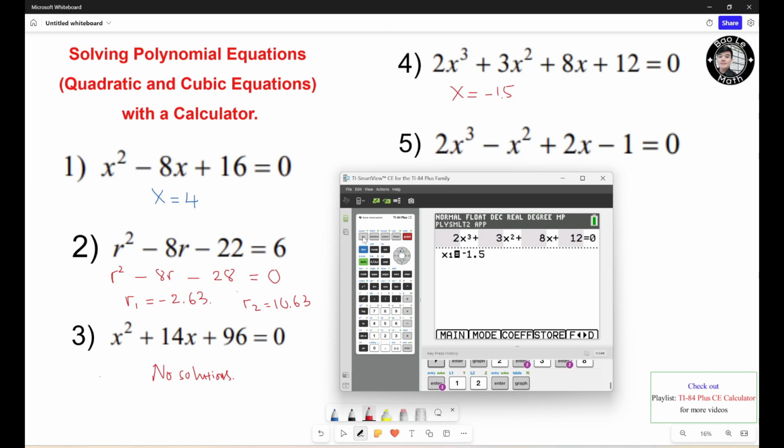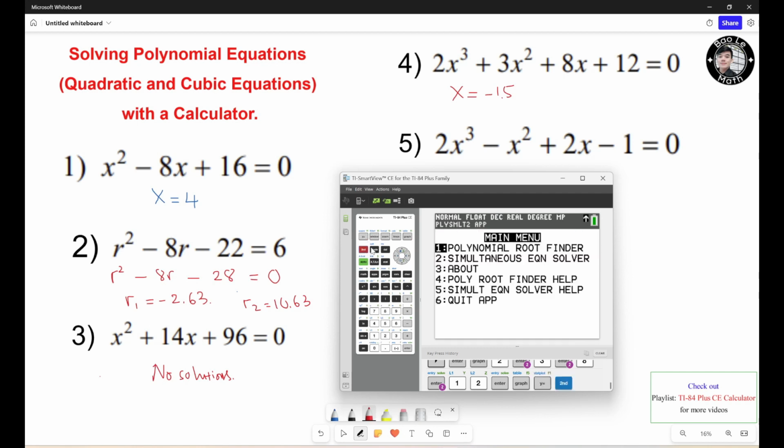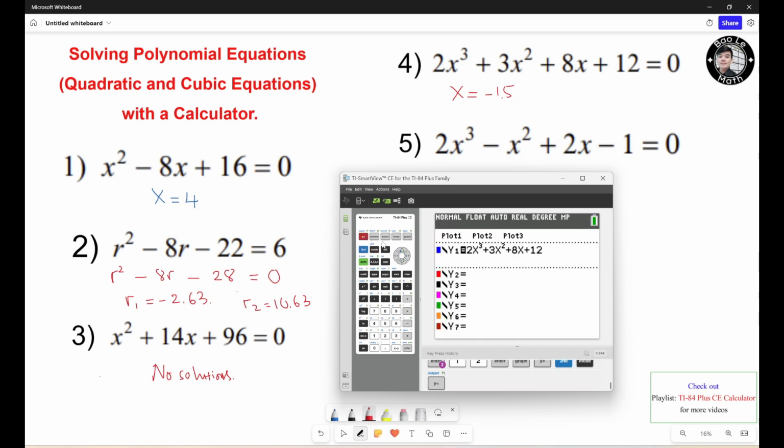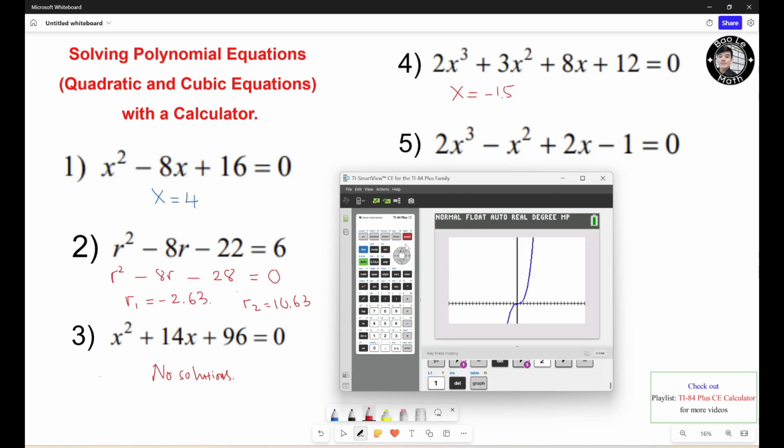Number 5. You hit y equals 2s cubed minus s squared plus 2s minus 1. You hit graph. Right, you only have one solution right here.